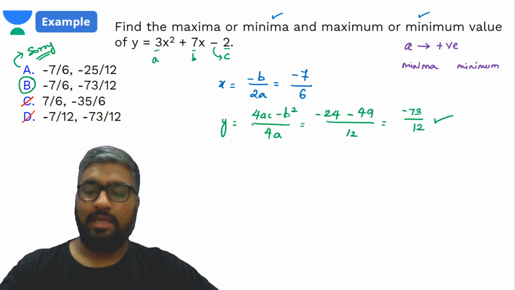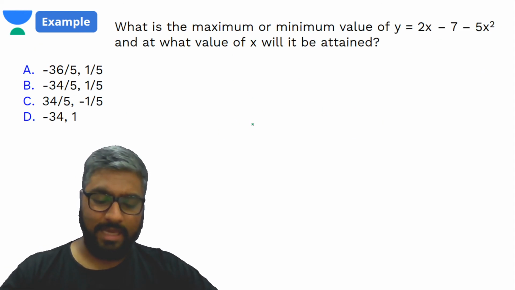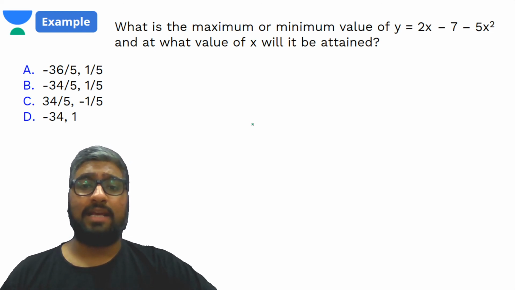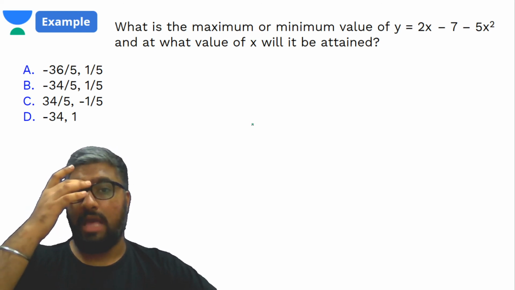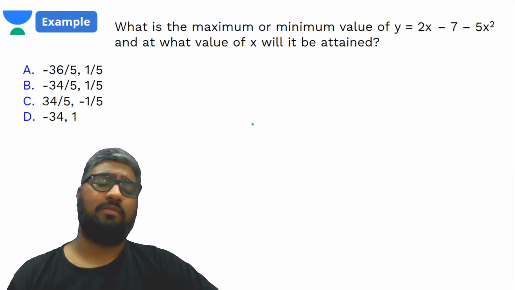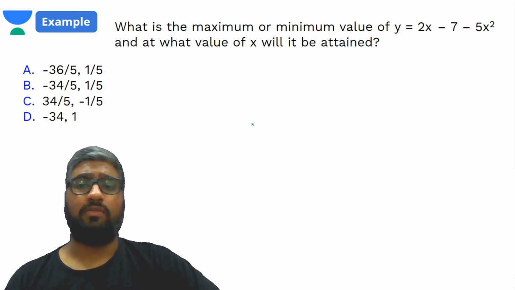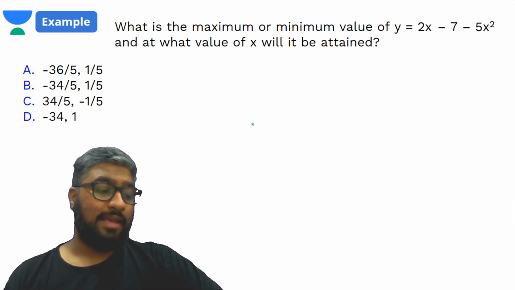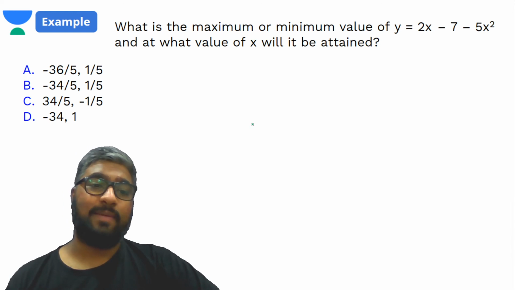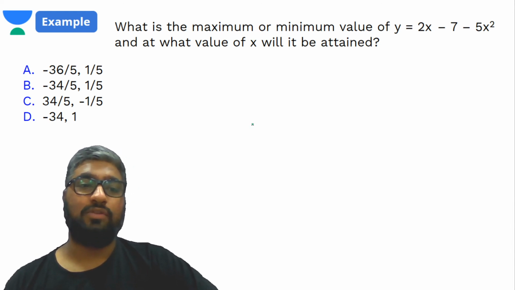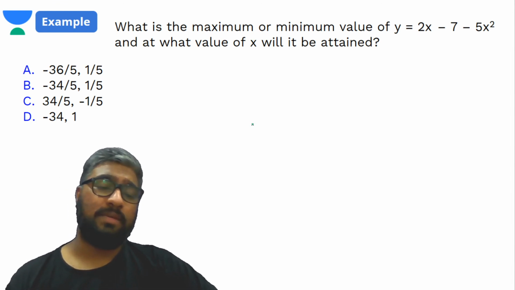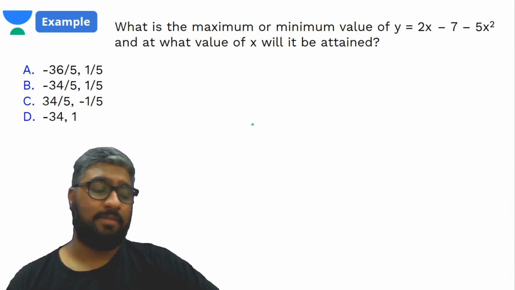Okay, try this out real quick, guys. Again, they're asking for what? Maximum or minimum value, and the value when x would be at one of those. And the expression is given to us: 2x minus 7 minus 5x squared. Identify the answer real quick, guys. What would be the answer to my question? What would be the value of y? Also, what would be the value of x at maximum or minimum?